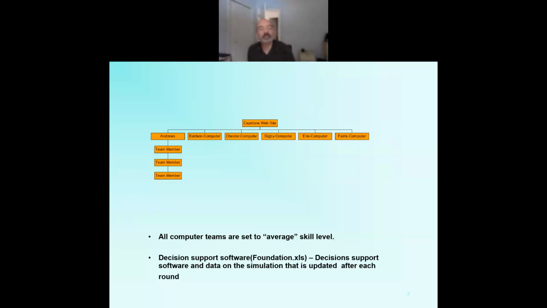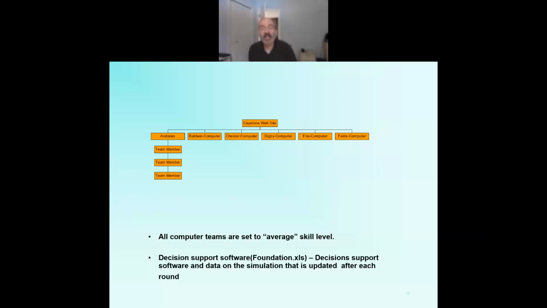And kind of a view of your sim is, here are your teammates, you're on the Andrews company. You're competing against these computer teams. All computer teams are set to an average skill level, all right? They're beatable. So don't think, oh gosh, how can we compete against a computer? They program the computer to not be that horrible to compete against.